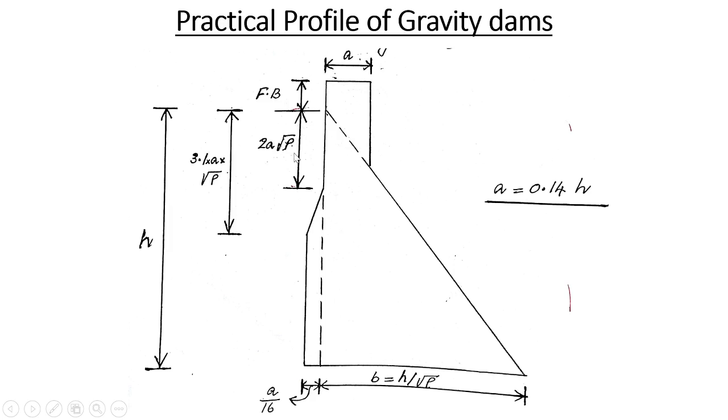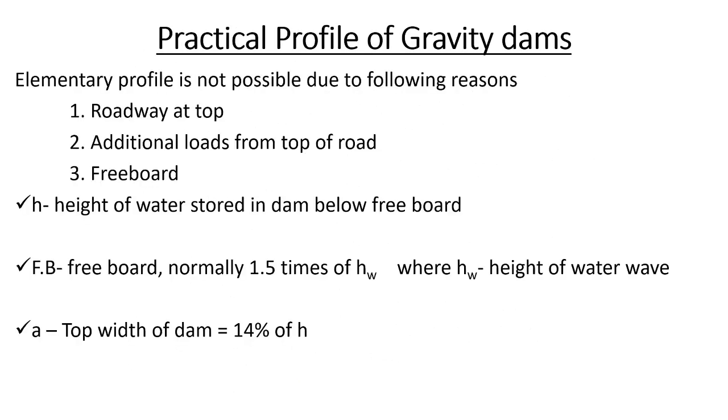This particular distance can be calculated using the equation 2a into root of rho, and this height of gravity dam, from here to this point, is calculated using the equation 3.1 into a into root of rho, again where rho is the specific gravity of the material. This is the practical profile of a gravity dam.